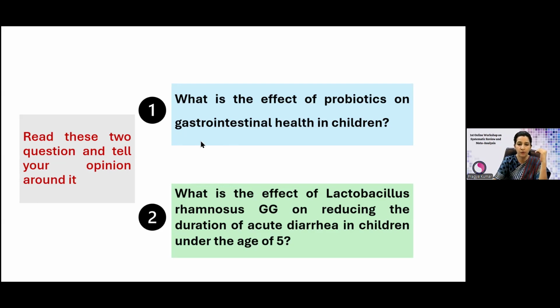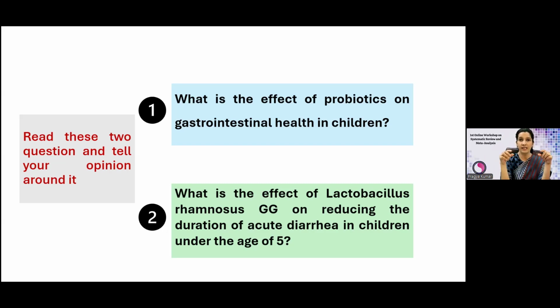Coming to the first question, which is very broad, what is the problem with this very broad question? You will have a lot of studies in your systematic review. At initial screening, you will have thousands and thousands of studies. Then it will be very difficult for you to manage, because you have to do the review process, screen the articles, and extract the data. It will be very, very difficult to manage the project if your question is very broad.